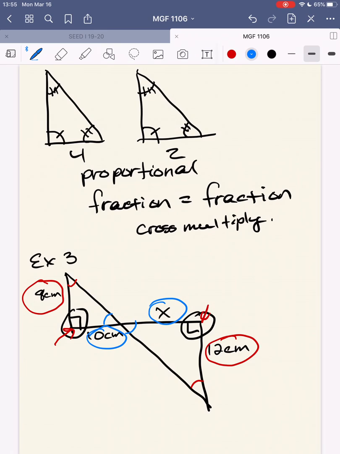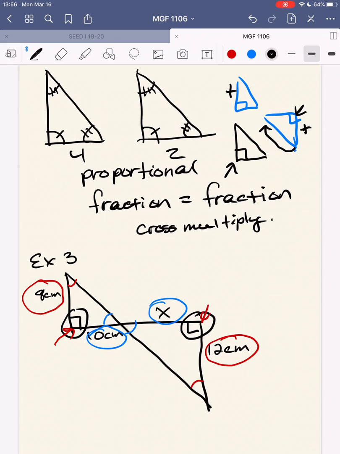Remember, just because I have one triangle facing this way and the other one facing like this, this one here can be turned around to where this angle here is now here. Once those angles are in the same spot, we know what sides match, that this side matches this side. So I'm going to set this up as a proportion.